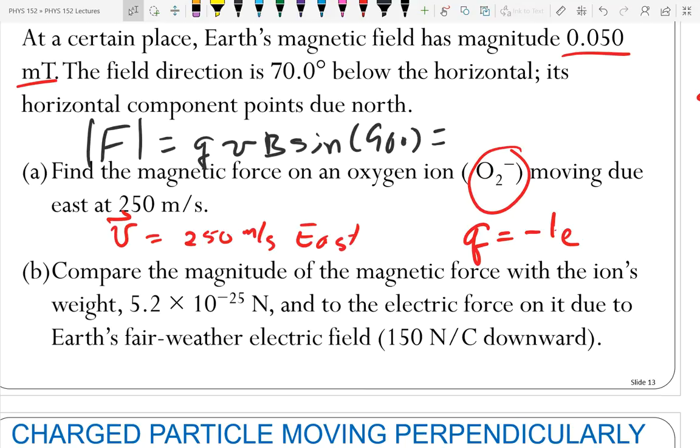But this says also to the electric force on it due to the Earth's fair weather electric field of 150 newtons per coulomb downward. So what's the force due to the electric field? What's the equation for the force due to the electric field? Definition of electric field is blank divided by blank. It's a very simple relationship. It's a force field.